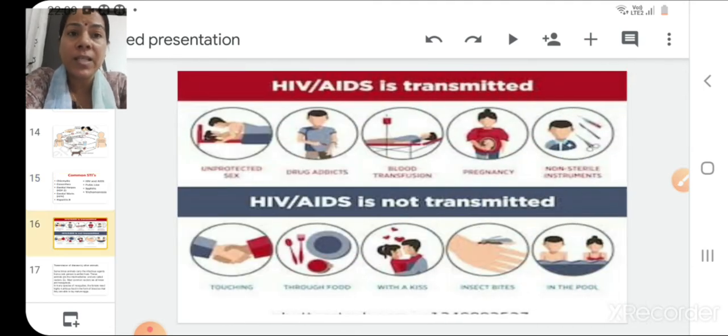So here in this slide you can see how the HIV virus or AIDS disease can be transmitted and how it is not transmitted, but people have myths about it. So this slide is just to clear out that myth.